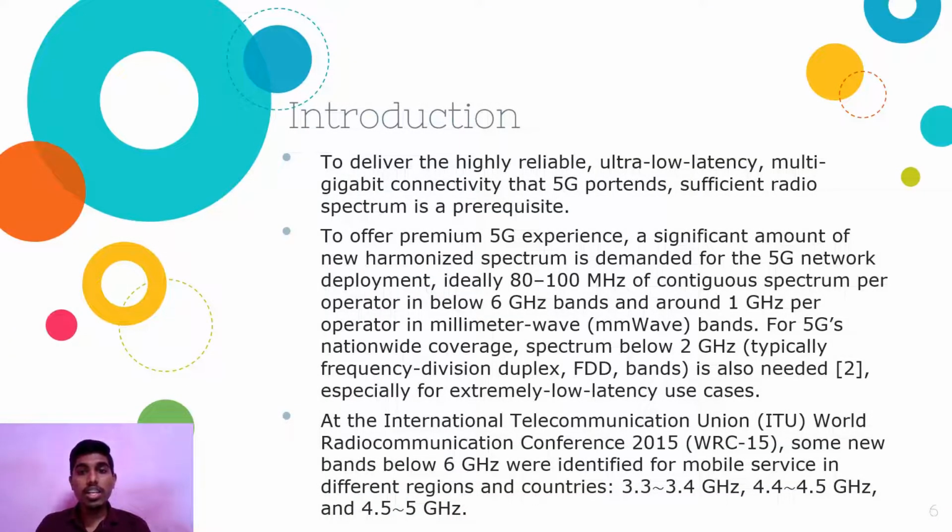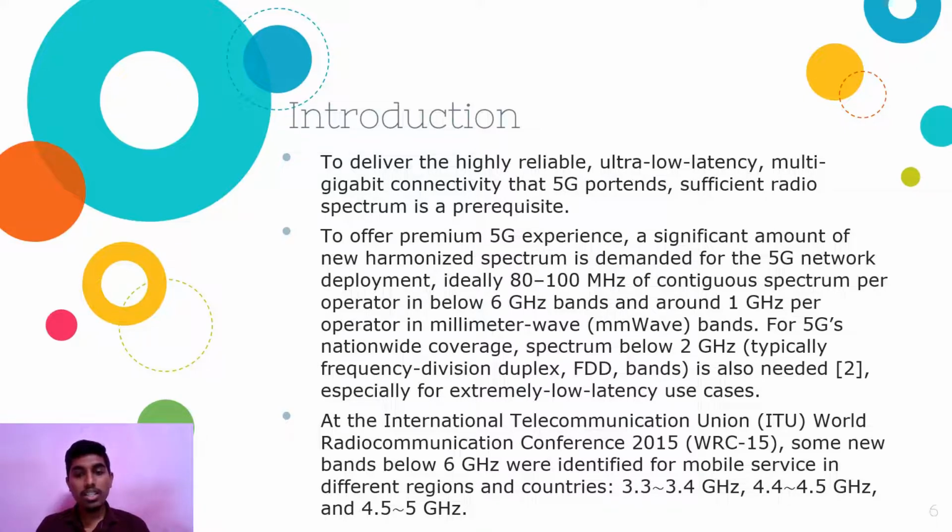To deliver the highly reliable, ultra-low latency, multi-gigabit connectivity that 5G portends, sufficient radio spectrum is a prerequisite. To offer a premium 5G experience, a significant amount of new harmonized spectrum is demanded for 5G network deployment. Ideally, 80 to 100 MHz of contiguous spectrum per operator in below 6 GHz bands and around 1 GHz per operator in millimeter wave bands. For 5G's nationwide coverage, spectrum band 2 GHz is also needed, especially for extremely low latency use cases.